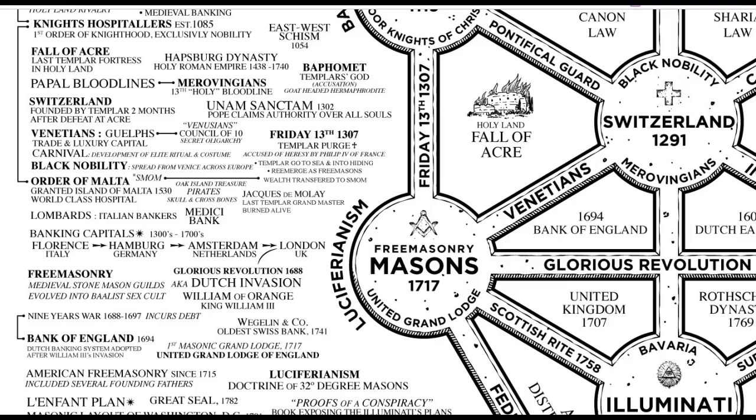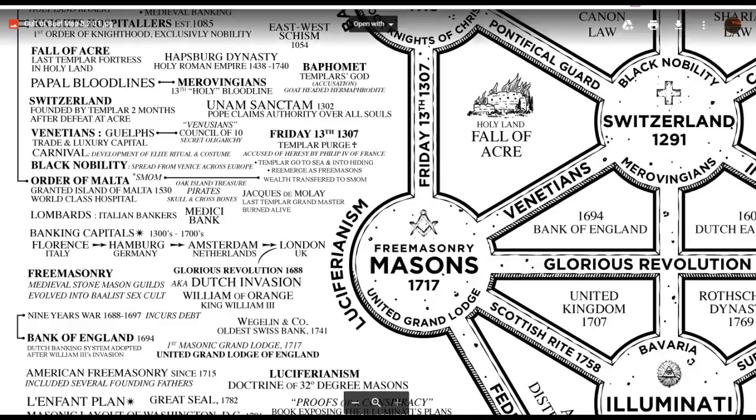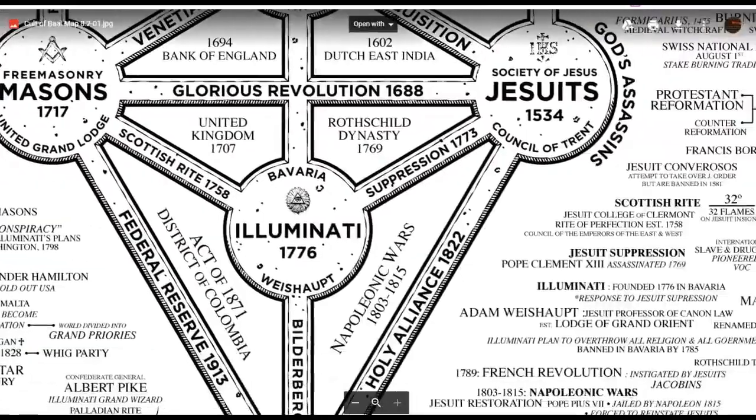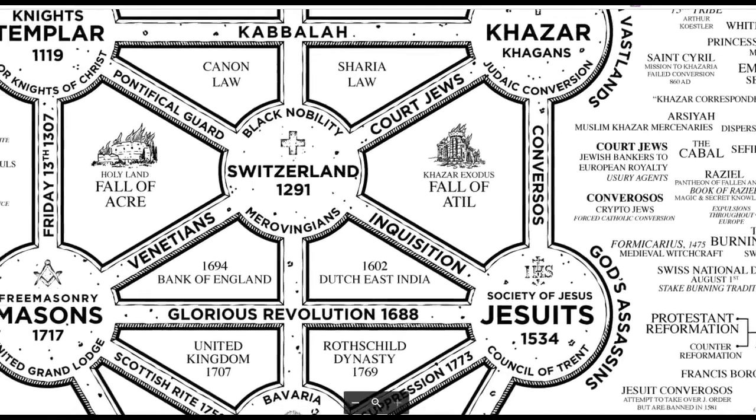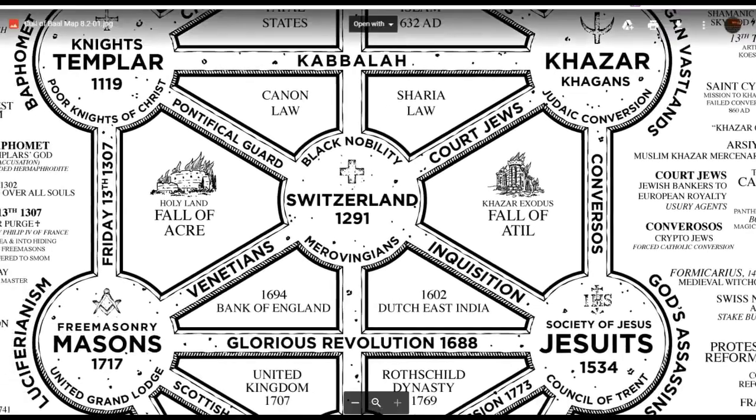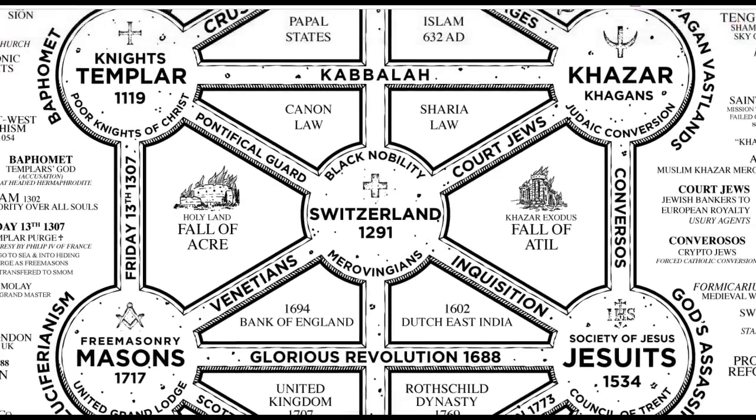So let's see, where are we? This is kind of what happened to the Khazars. So I've explained how the Khazars' country fell, and they most likely immigrated to Europe. So they would be immigrating to Europe as Jews. And in the Middle Ages in Europe, we have court Jews connecting the Khazars to Switzerland.